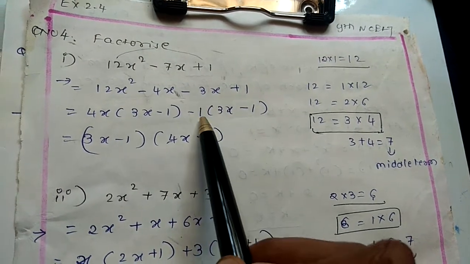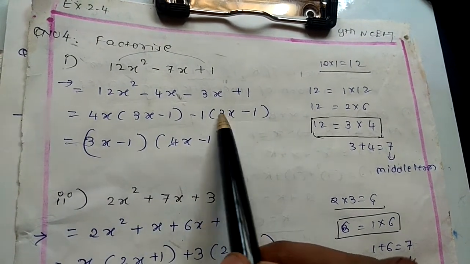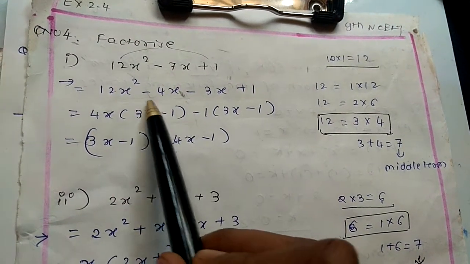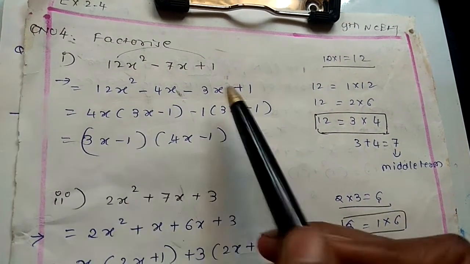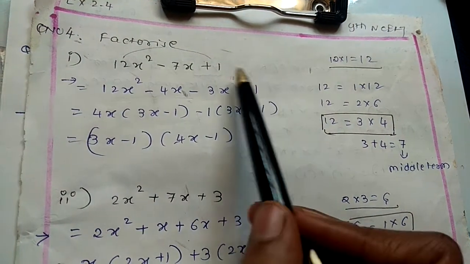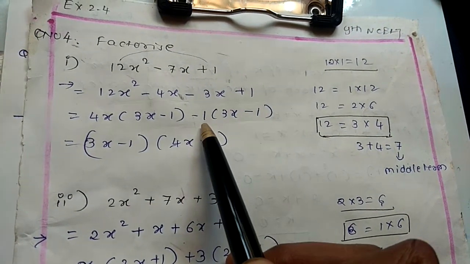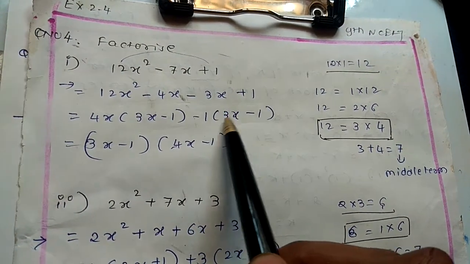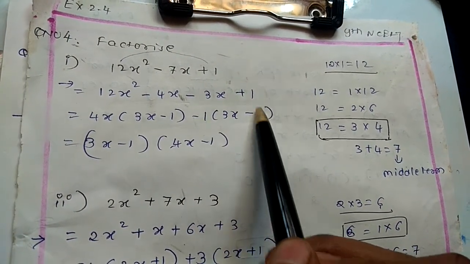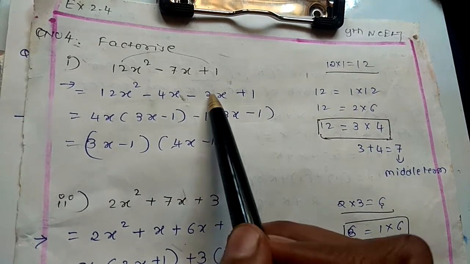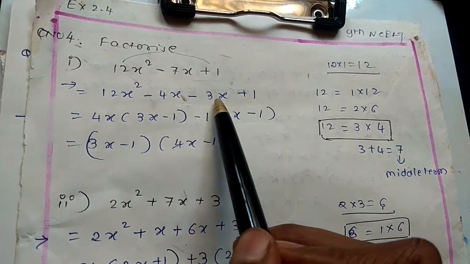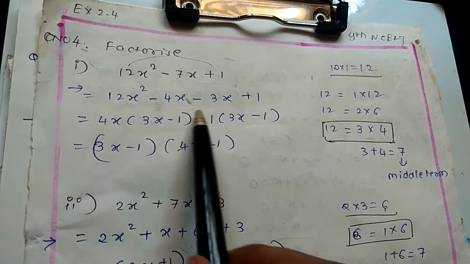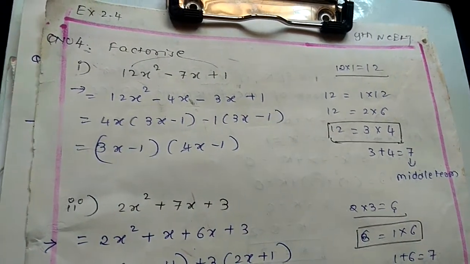If you take 1 as common, what happens here? You have to decide whether to take plus 1 or minus 1. Here we have plus 3x. To make this plus 3x, we have to take the minus sign outside. So minus 1 we have taken common, and the sign inside will change. This plus 3x will become minus 3x, because after multiplying you should get the same. Minus 1 into 3x is minus 3x. Minus 1 into minus 1 will be plus 1. So remember, you should get the same bracket.